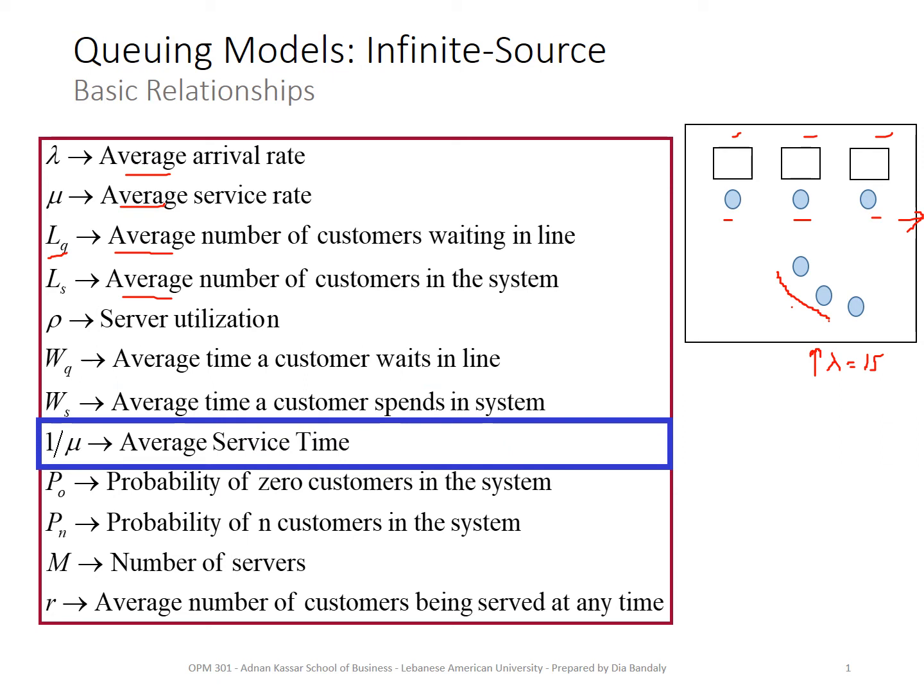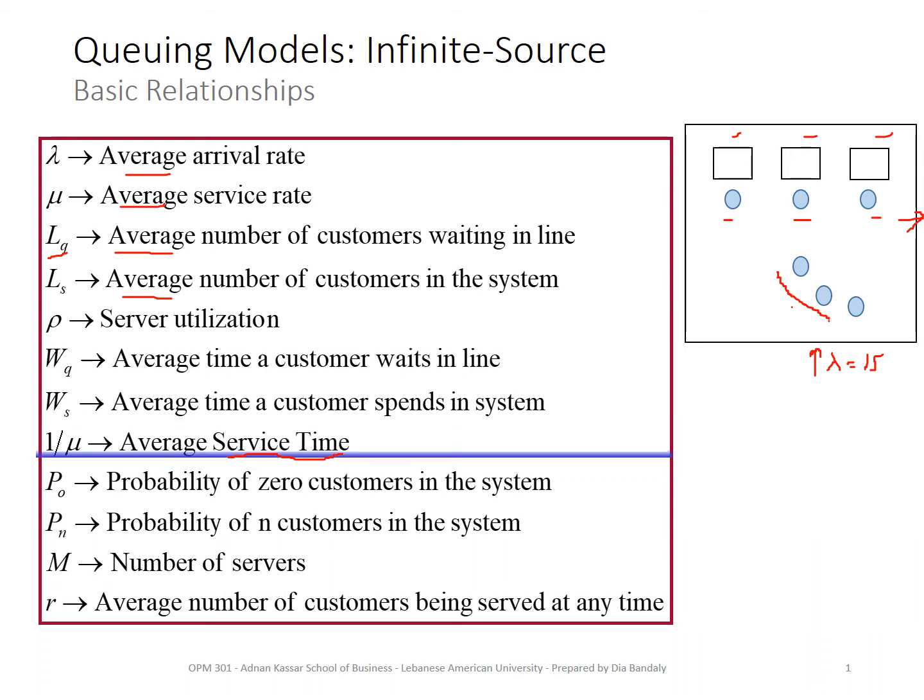1 over mu, this is 1 over the service rate. And remember, this would give us the service time, because service time and service rate are inverse. So this will be the average service time. Usually, just to let you know, we are given the service time, because it makes more sense that you collect data about the service time than the service rate. And from service time, you can find your service rate, which is 1 over service time.